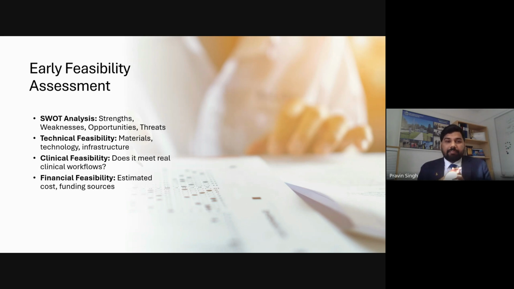So for example, a portable ECG device, everyone knows about the ECG device. A portable ECG device might seem like a great idea, but if hospitals cannot integrate it into their existing system, it will fail to be adopted. So this is a challenging task where we go for the early feasibility assessment.